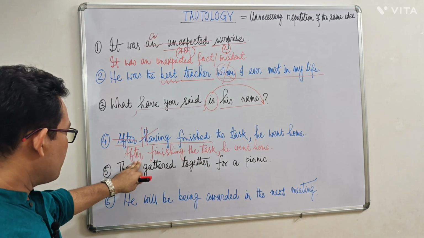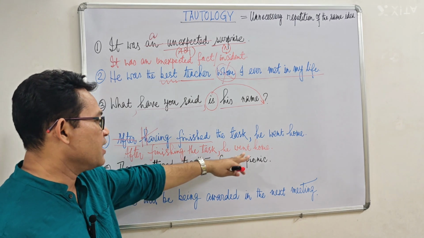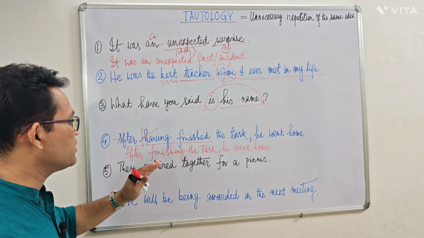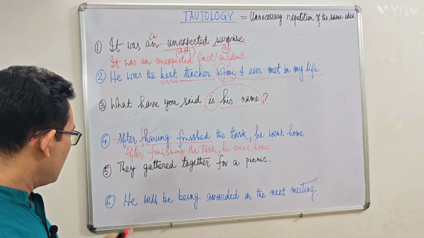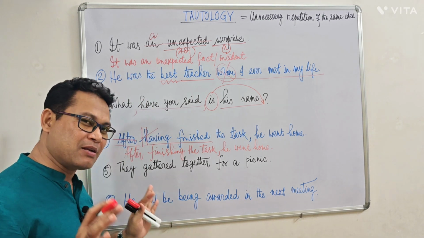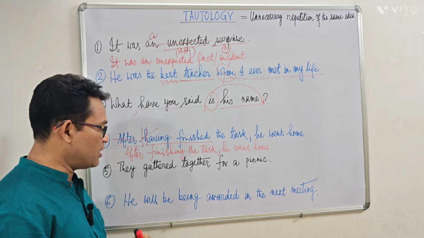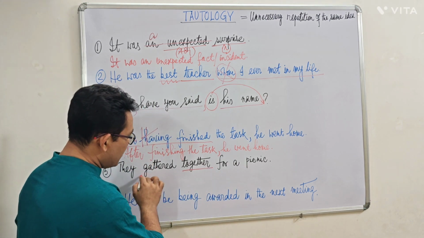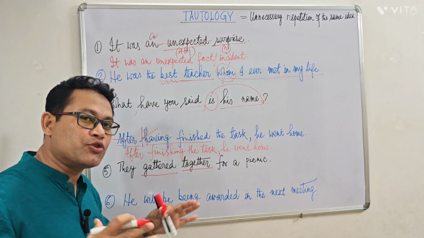Like, after finishing the task, he went home. Okay, so two versions in two different ways, free from tautology. Number 5, they gathered together for a picnic. Apparently correct, but here the preposition together is the culprit, because the verb gathered indicates coming together.